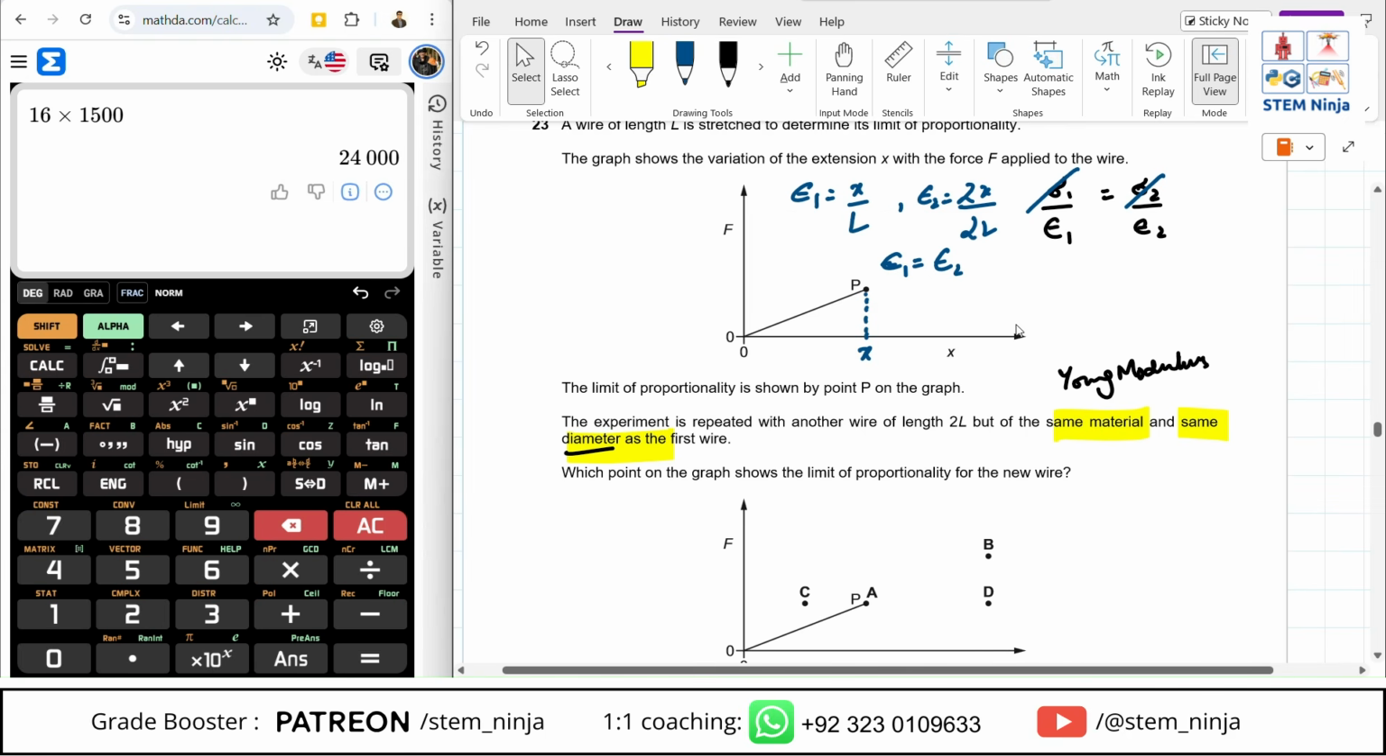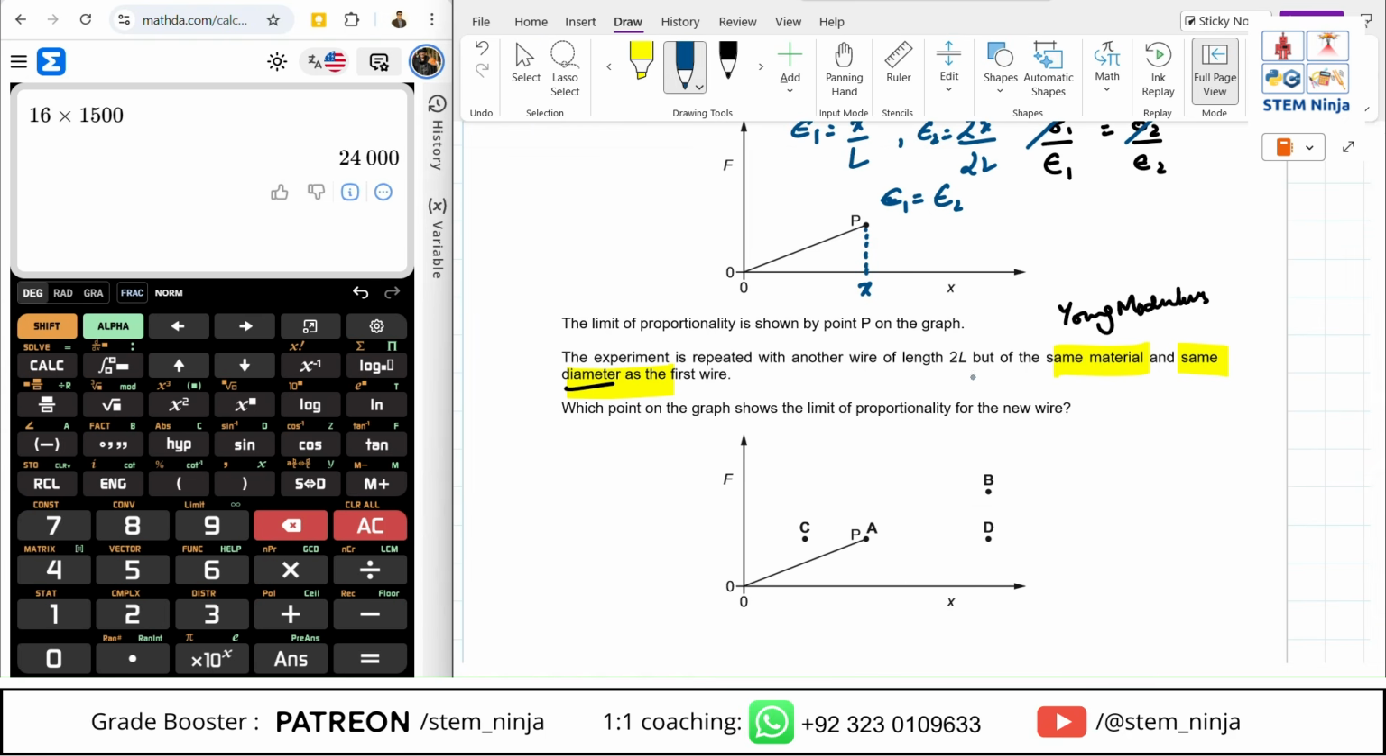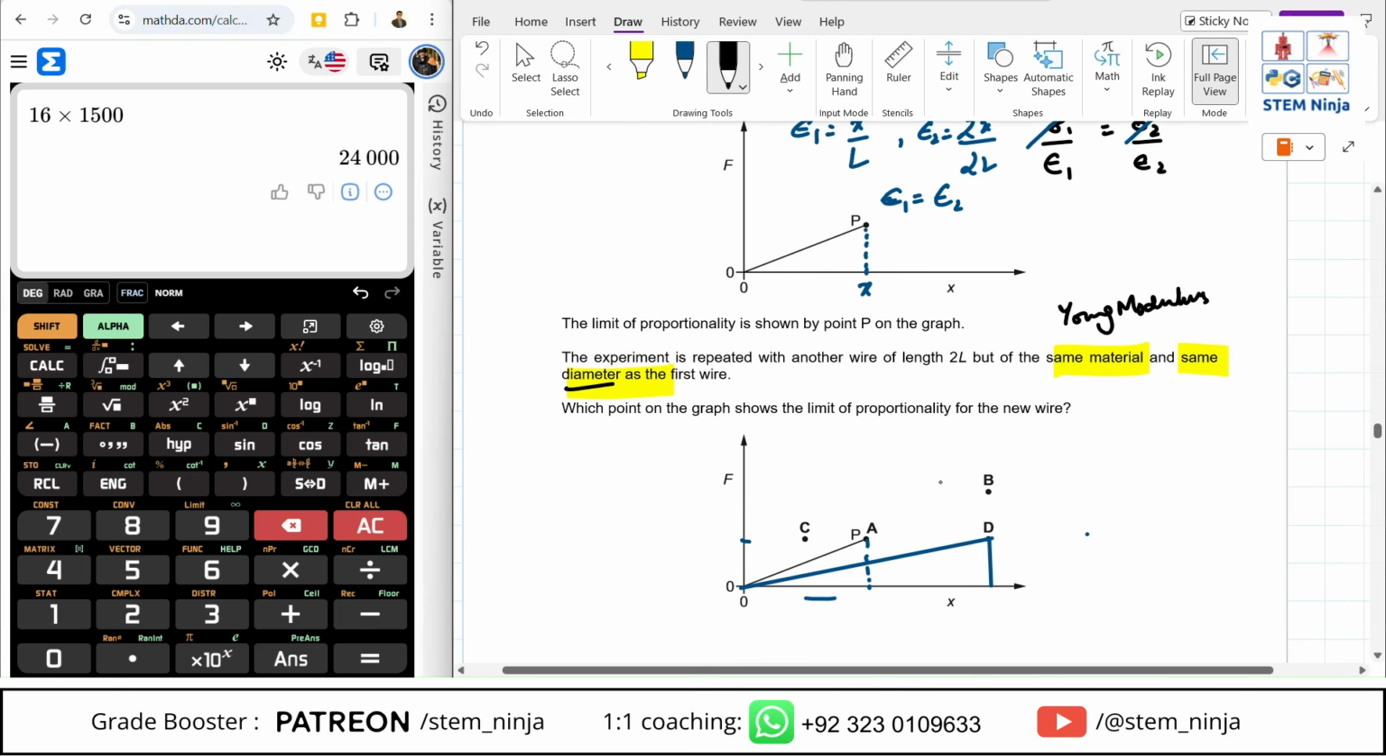So twice the same extension would mean that if this was the old extension, same distance would be this. And since we are talking about the same force or same amount of stress, oh, sorry, no. Oh, my bad. This would come over here. So the D part is the one that makes sense.